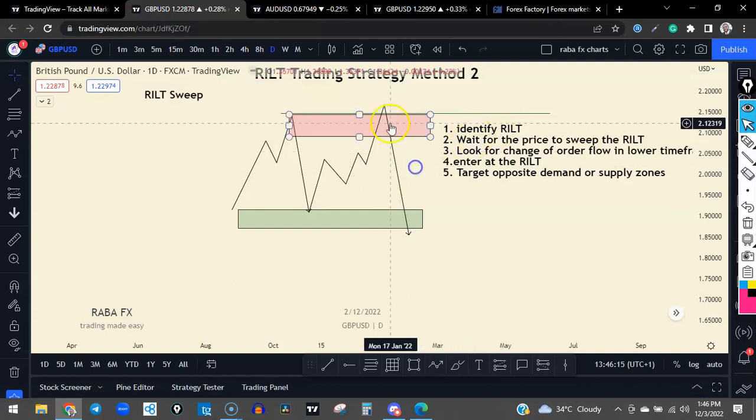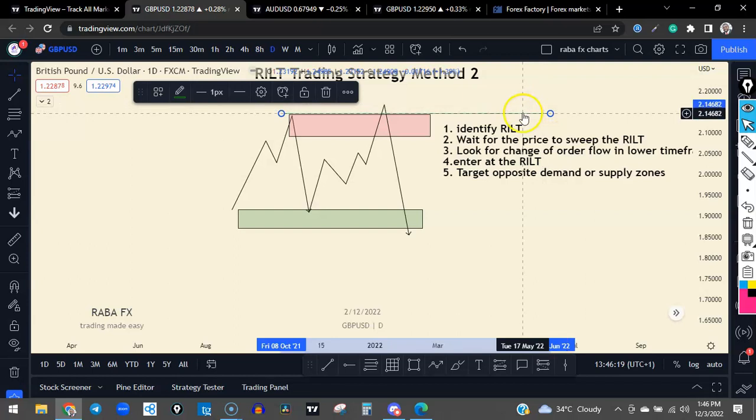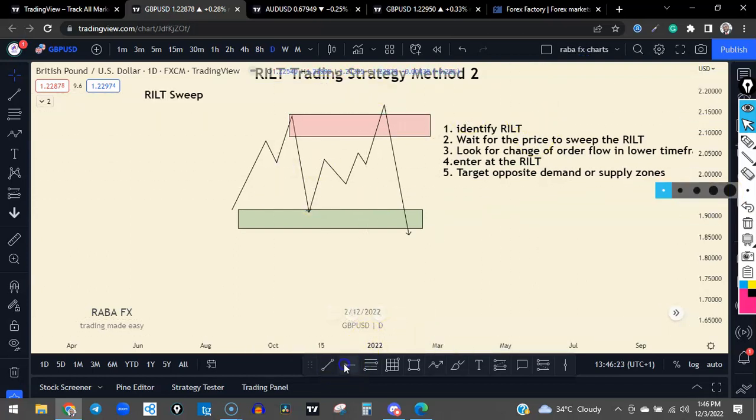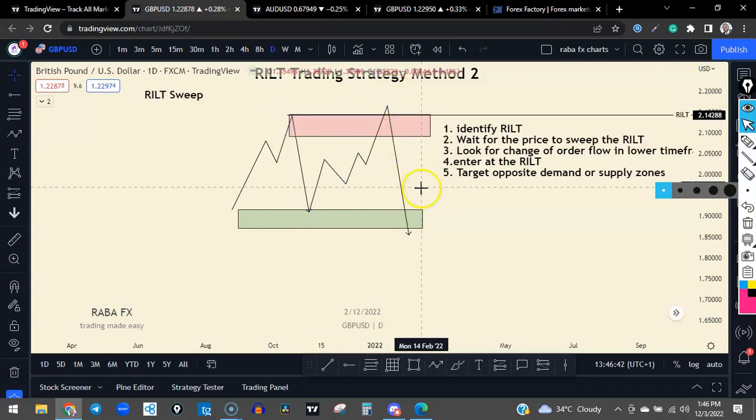Once you identify the R.I.L.T, you draw a line there and you can label it R.I.L.T. What I do is I use a ray tool. I label it R.I.L.T, simply place it there, and leave it on my chart. So when price comes in the future, I'll be looking at trading it in the form of a sweep. I'll wait for price to sweep this high before going lower. Number 2, wait for price to sweep the R.I.L.T.